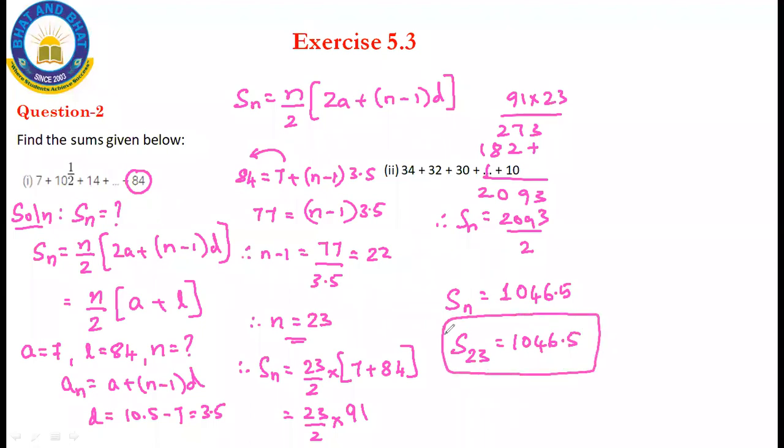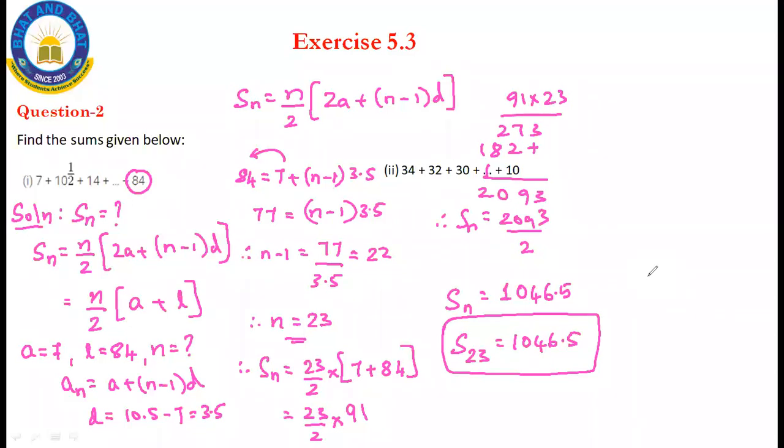Anybody, any doubts? Are these questions interesting? See, these are the questions which involve both the formula of Sn as well as an. That is using the general form of nth term of an AP as well as the general form of sum of n terms of an AP. Please note down.